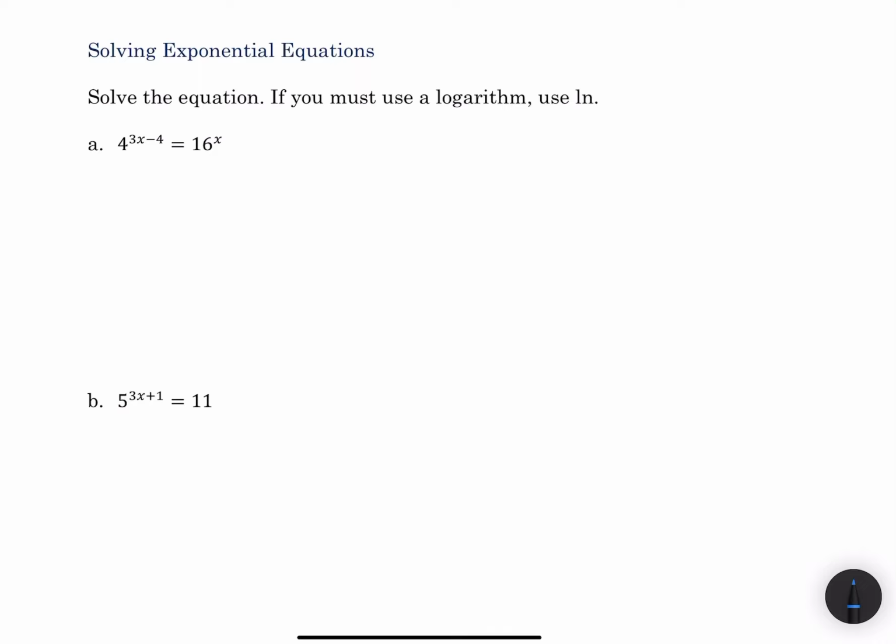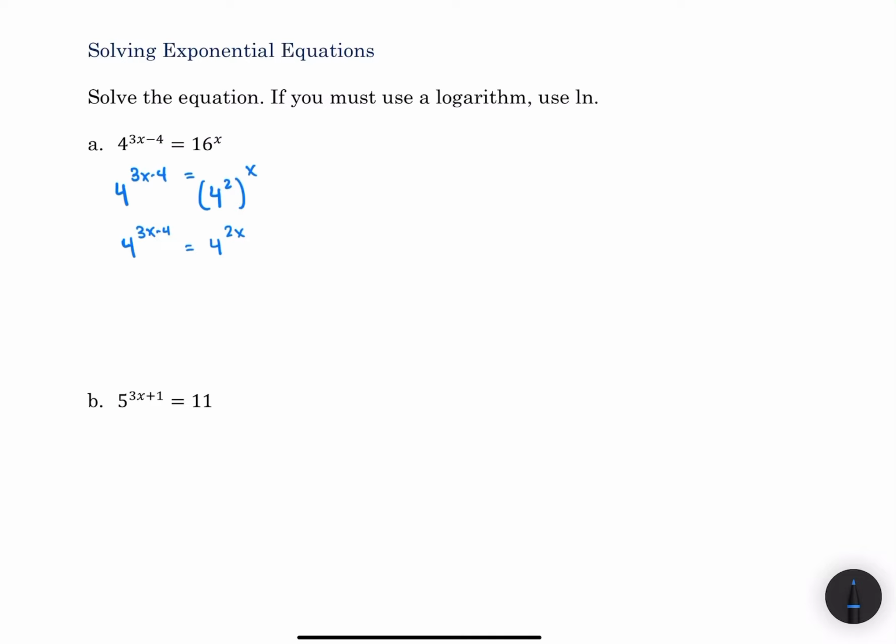So for example A, we have 4 to the 3x minus 4 equals 16 to the x. So we can express 16 as a power of 4. 16 is the same as 4 squared, and the 16 was raised to the x power, so will 4 squared. So using our properties of exponents, that's going to tell us that 4 to the 3x minus 4 equals 4 to the 2x.